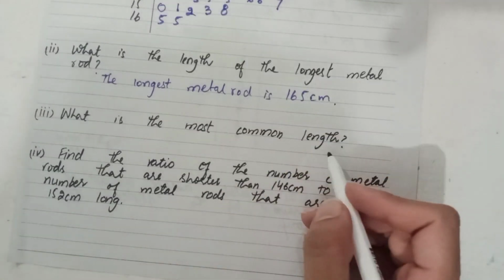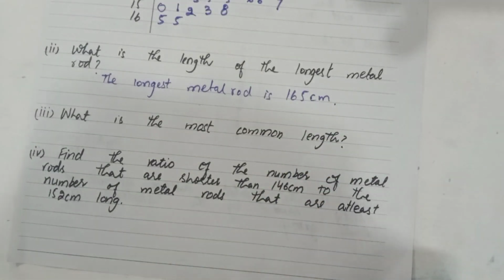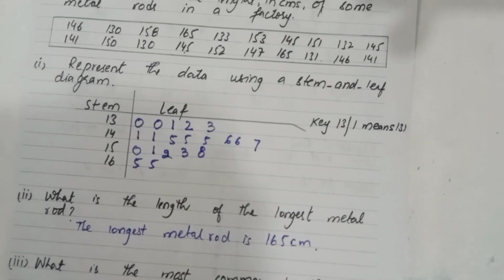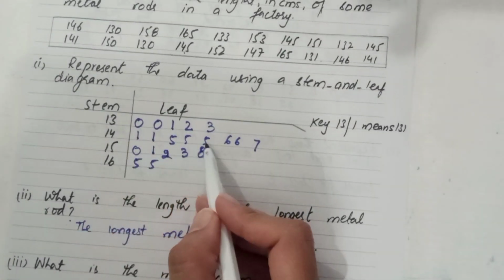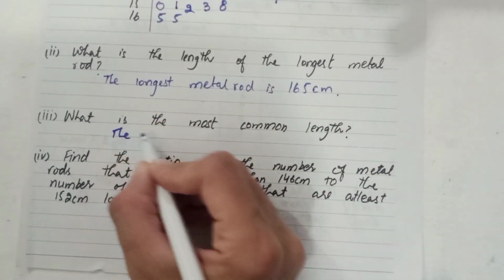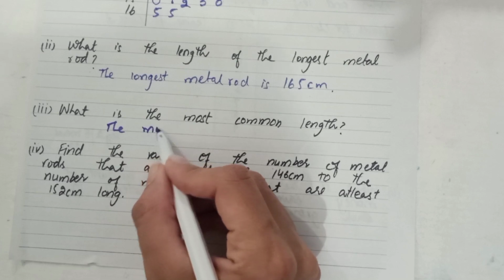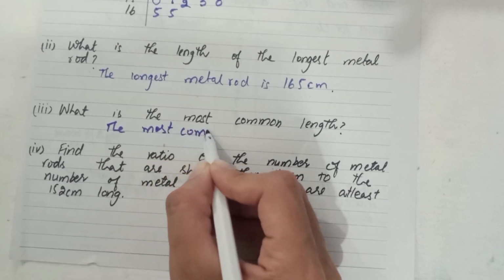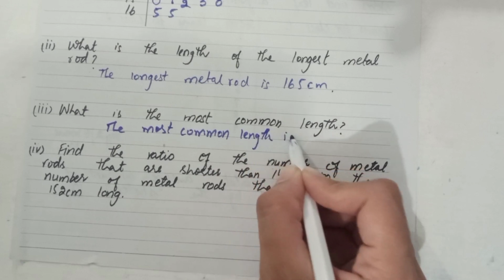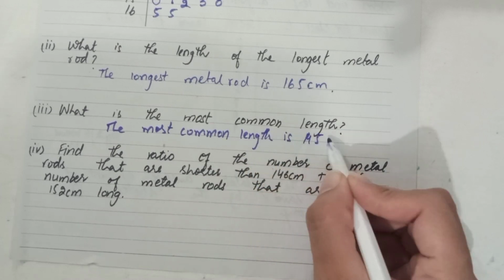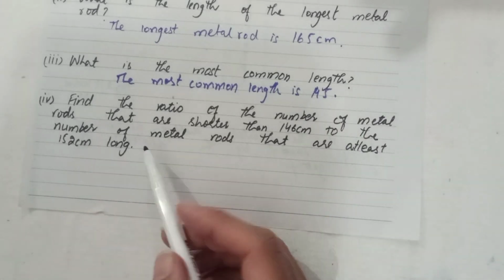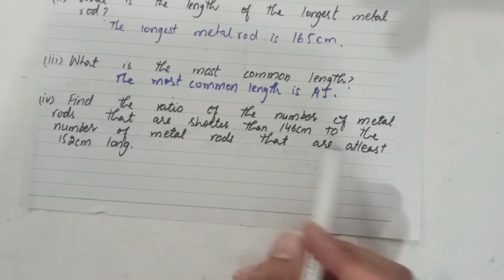What is the most common length? Yes, the most common length, which is repeated most of the time, is 145. You can observe 3 times 5. Yes, and the most common length is 145.